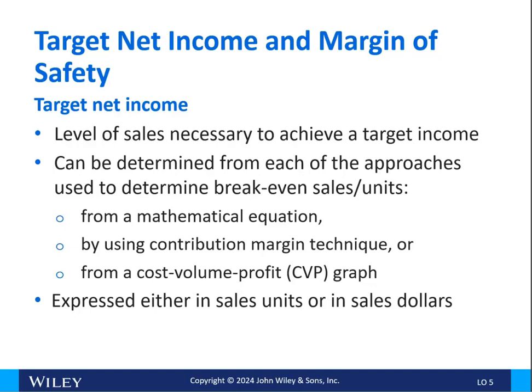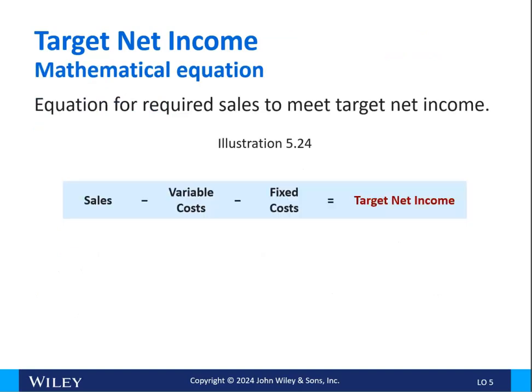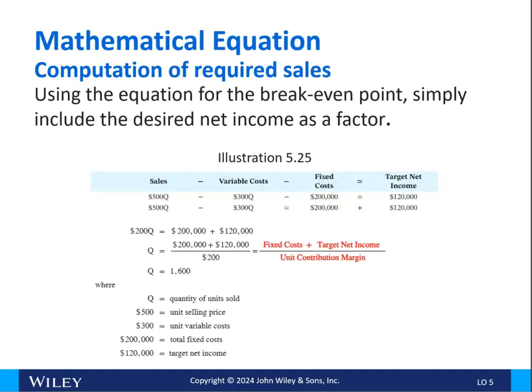So we're going to look at it the same way we did for break even, but instead of setting our net income at 0, which is what we did for break even, we're going to have a target net income. So we'll set the equation equal to that target net income. Then we can use the same formulas and the same analysis. So sales minus variable cost minus fixed cost is our target net income. Remember our break even, we set that at 0. Now we're going to set a target there.